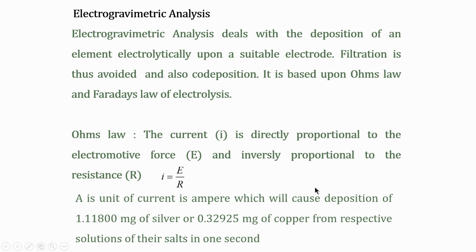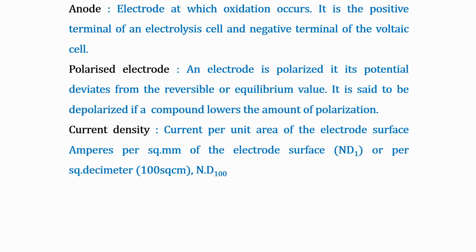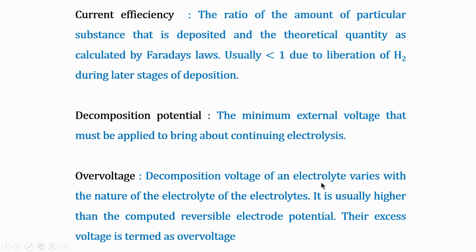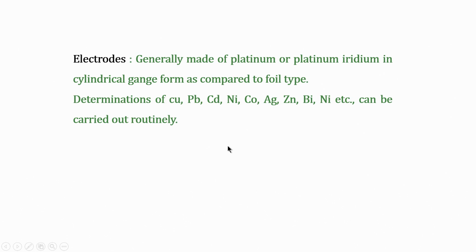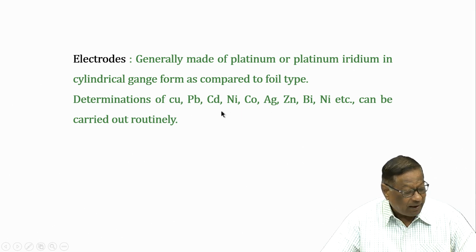After Ohm's law, we saw the electrolytic cell regarding cathode, and then we looked at what is an anode, what is a cathode, and what are the polarized electrodes, etc. And then we had looked at over voltage, decomposition potential, and all these definitions I had passed on to you. And then I had told you that electrodes can be made of platinum or platinum iridium gauges, etc. And determination of copper, lead, cadmium, nickel, many of the metals can be carried out routinely.